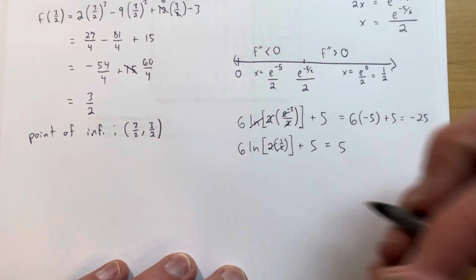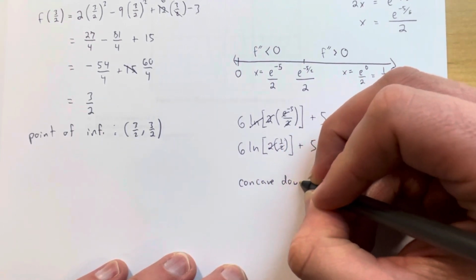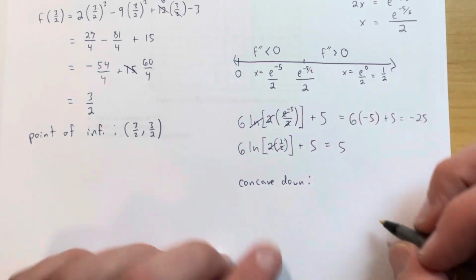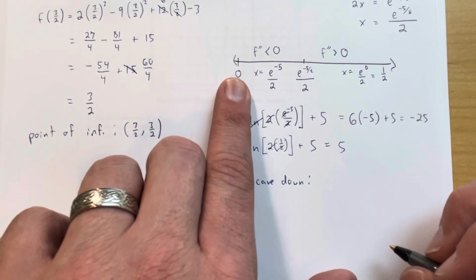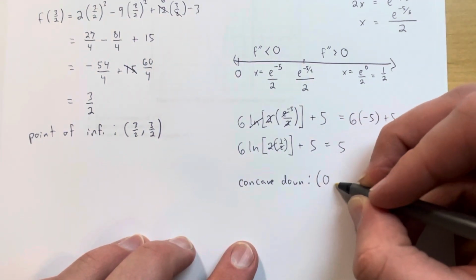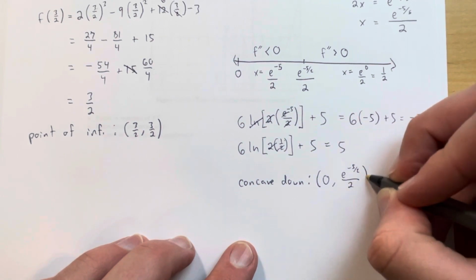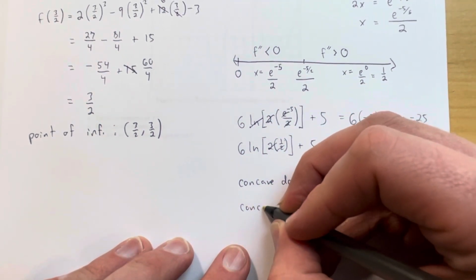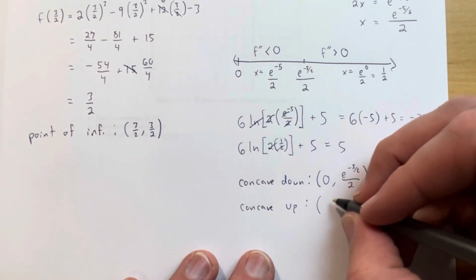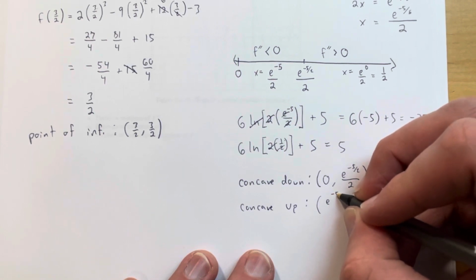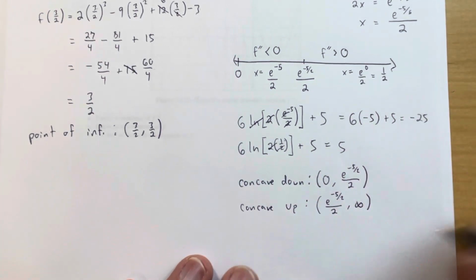Putting this information together, I know that this function is concave down where? Well, on this interval right here. Remember, we don't go all the way to negative infinity. We go as low as 0, not including 0. So 0 to e to the negative 5 halves over 2. It's concave up on this other interval here. This one goes from e to the negative 5 halves over 2 all the way to infinity. And then the point of inflection.